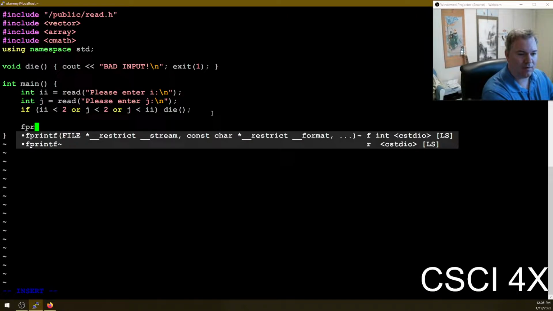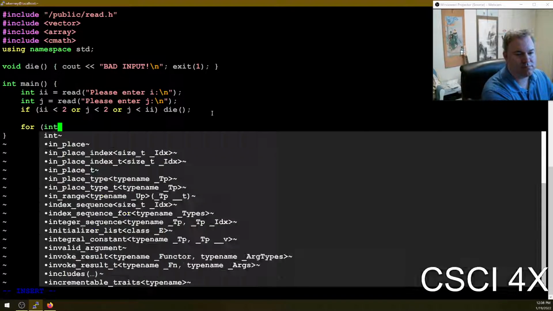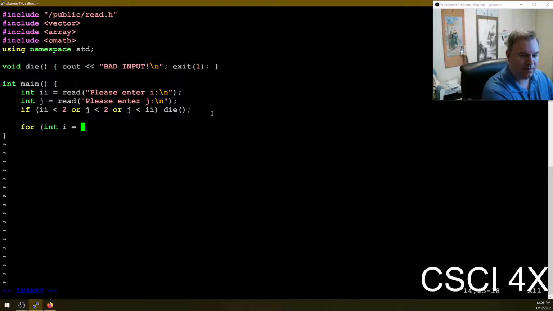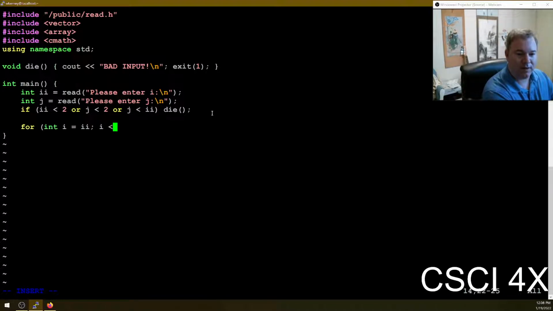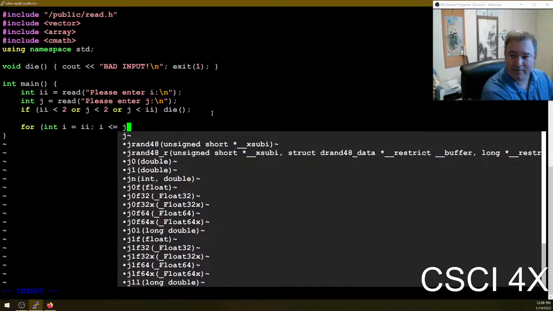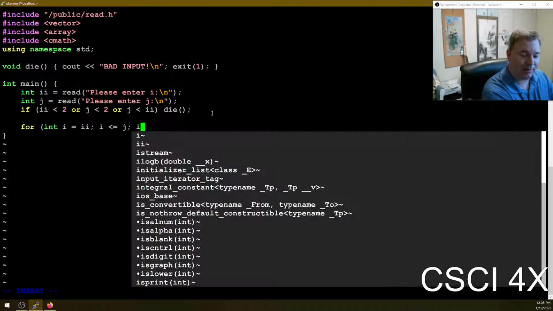So for int ii equals from, ii equals ii to ii is less than or equal to j. So this is the summation we're doing here. ii plus plus.